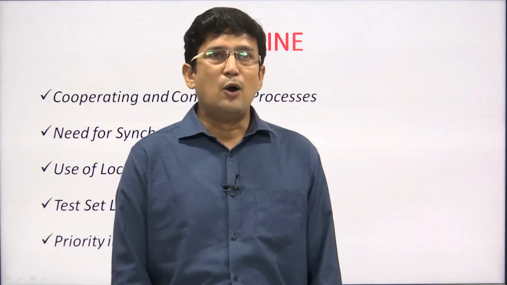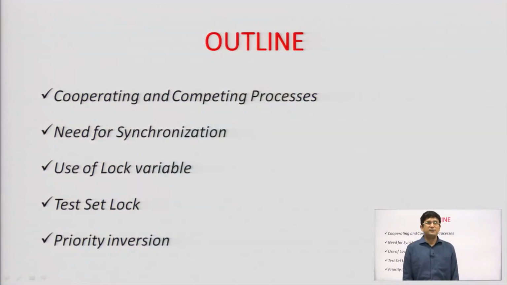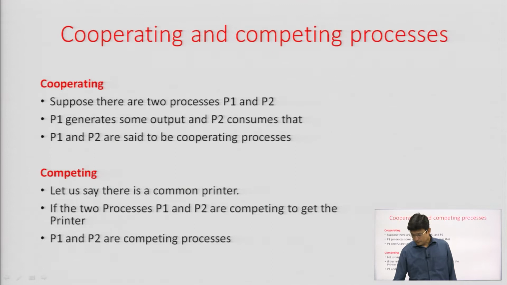So, the outline of today's lecture is that we will first discuss the cooperating and the competing processes, then we will see the need for synchronization. This will be just a quick recap of what we studied in the last lecture, and then we will see the solution which uses the lock variable. We will then see the extension of the lock variable with the help of the test and set lock, and finally we will see the priority inversion.